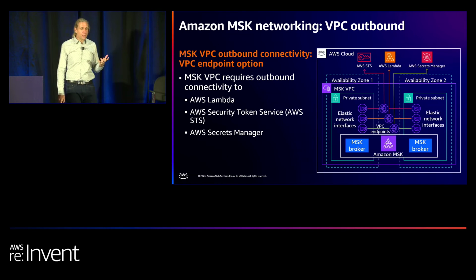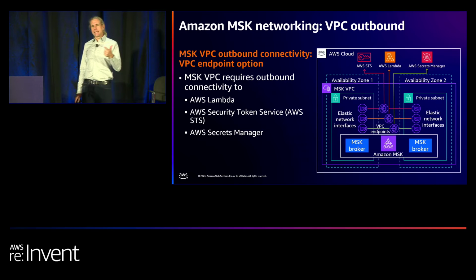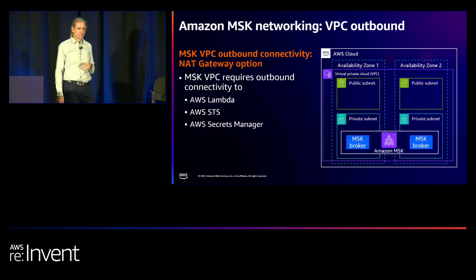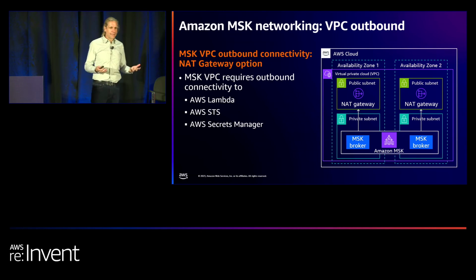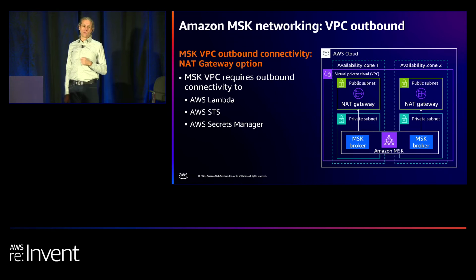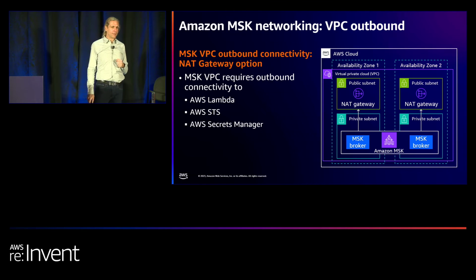For VPC endpoints, you then create them for Lambda, STS, and then Secrets Manager if you need to from your private subnets, and this allows the connectivity to go through. If you're using NAT gateway, then you must ensure that there is a NAT gateway running in the public subnet of each region. And again, remember, for dev test, you can use a single NAT gateway. For prod, you need to have one in each availability zone.